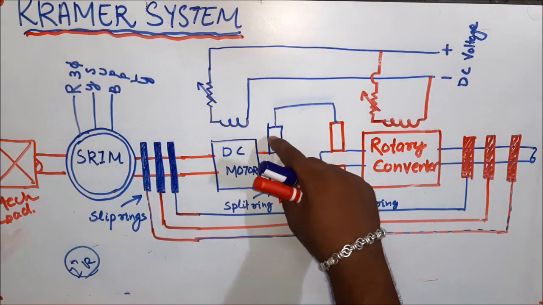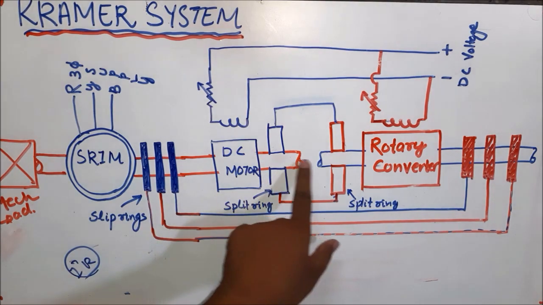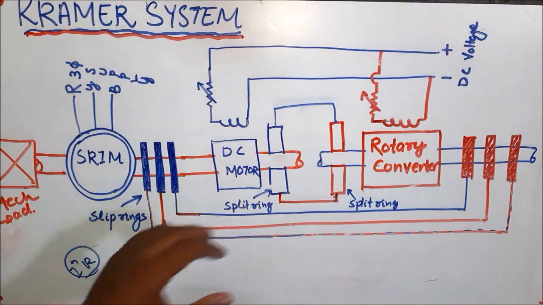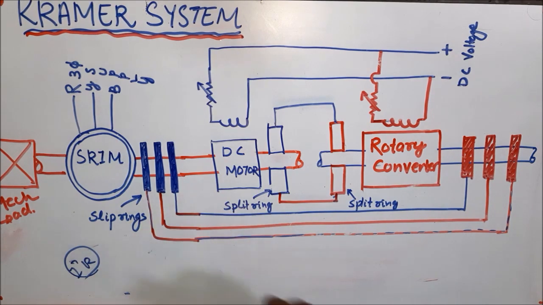So here this is the DC motor split ring. You can say this is a complete ring, it is called slip ring, and this is broken. Here we have two sets of rings, then it's called a split ring. And you know why it's called split ring, why it's called slip ring, and what is the use of this slip ring and split ring. We have already studied in the electrical machine chapter.